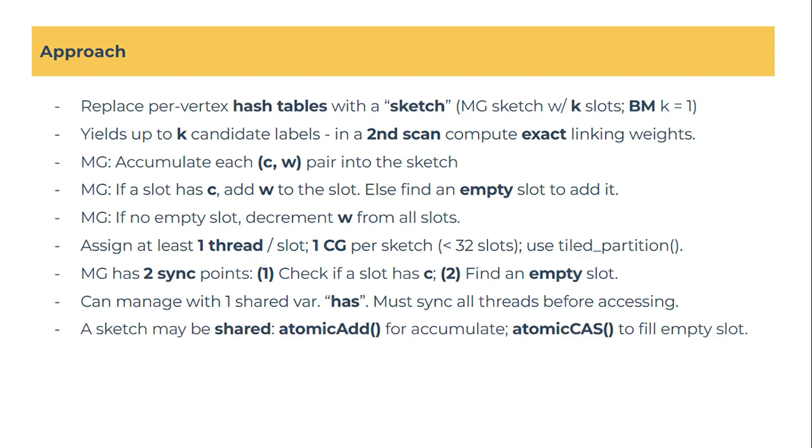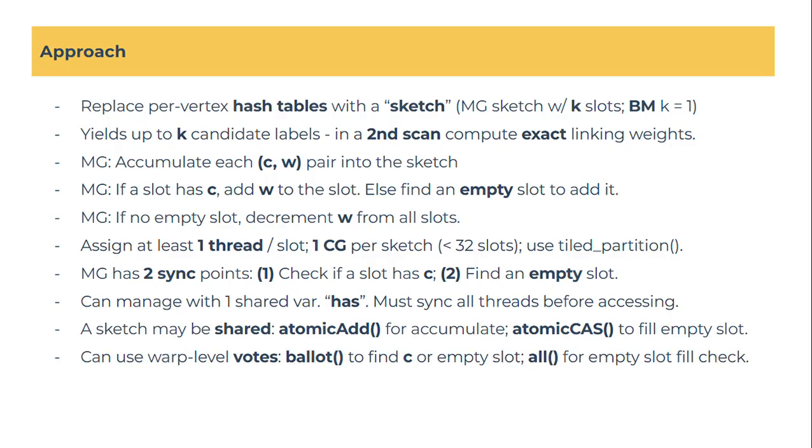If the sketch, however, is shared between multiple threads, we need to use atomic operations such as atomic add to accumulate the weight, and atomic compare and swap to fill an empty slot. Instead of using a shared variable, we can use warp-level voting instructions such as ballot to find C in a slot or to find an empty slot, and all to check if any thread succeeded to populate the empty slot.